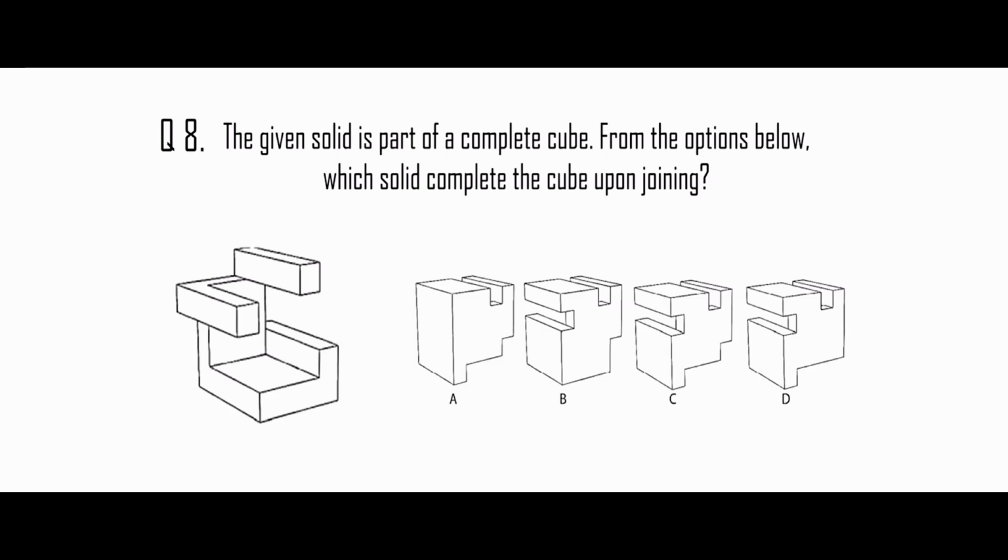Let's solve this question. We shall use elimination method to solve this question. Let's observe a particular shape on the 3D figure. We can see a step shape in the 3D figure. Let's see that shape representing on option A. It's present on option A. It's not present on option B. It's present on option C, and it's also not present on option D. So we can eliminate options B and D.